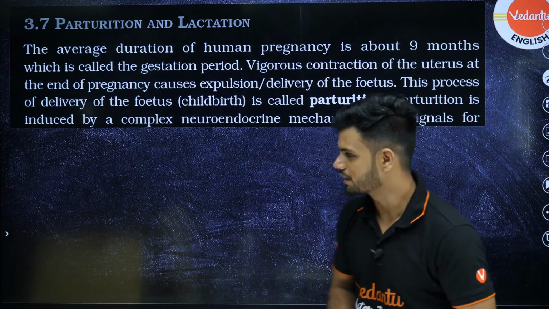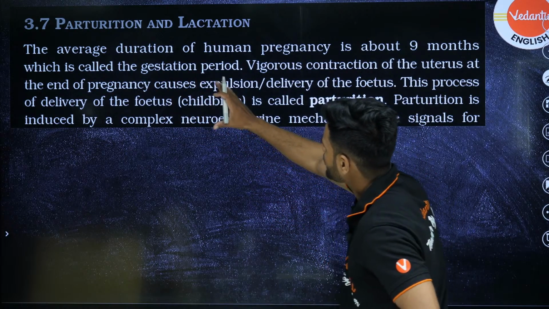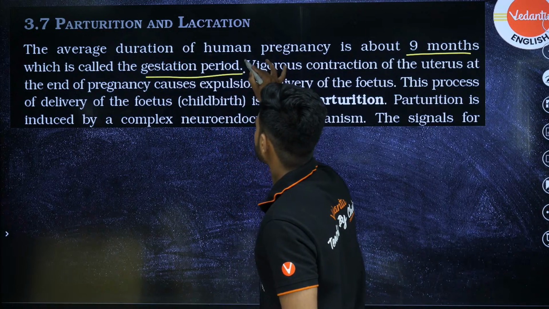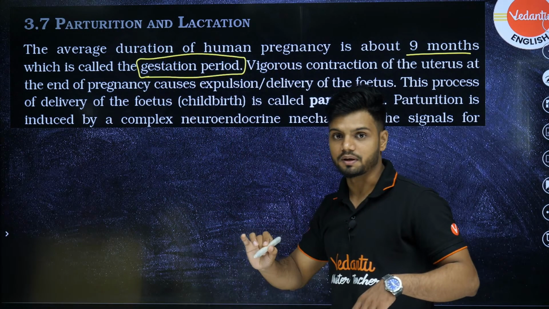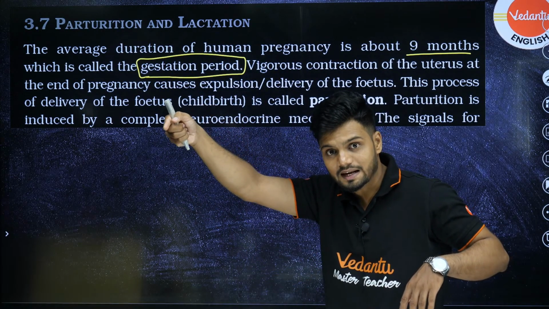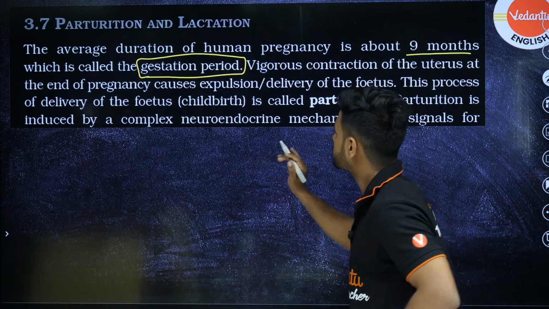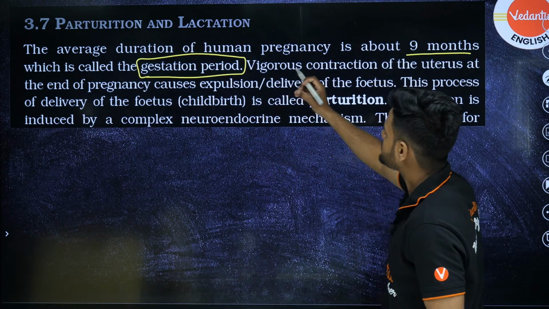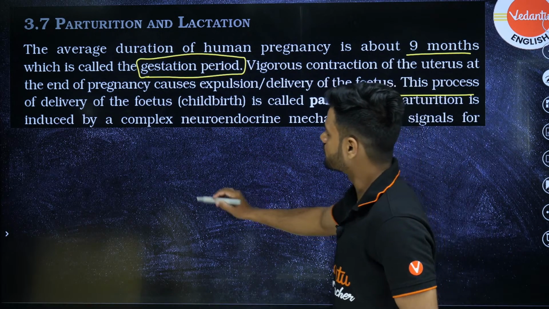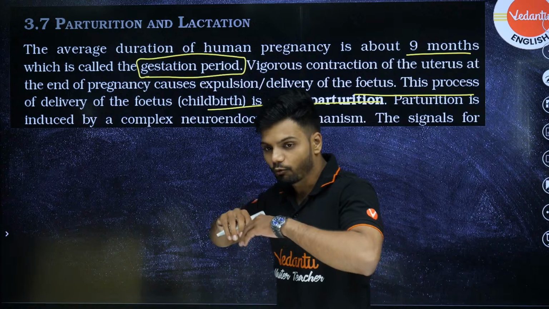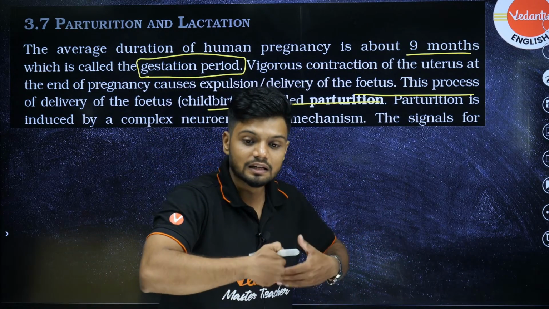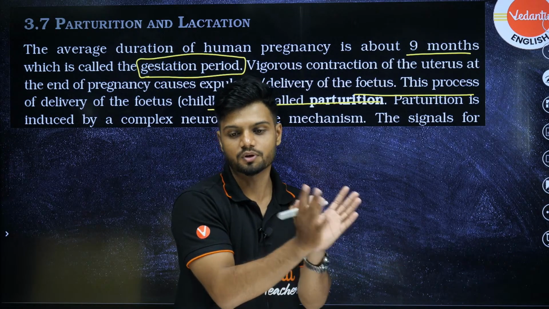The average duration of human pregnancy is about 9 months. All of you know that. It's called the gestation period. So 9 months is called the gestation period, the time from fertilization to delivery of the baby. The vigorous contraction of the uterus at the end of pregnancy causes the expulsion, the delivery of the baby. This process of delivery is called parturition. So what is parturition? Parturition is nothing but delivery of the baby.